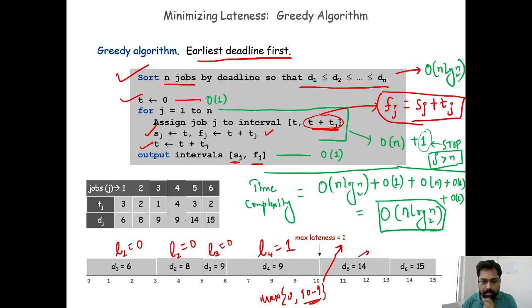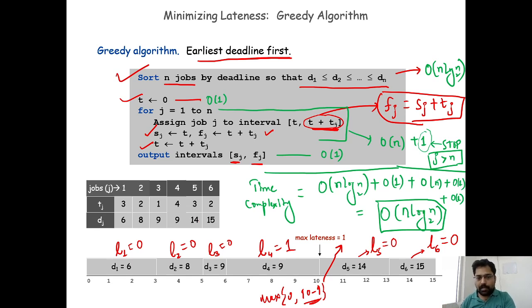In this case d5 is 14. Next d6 will be selected. First with d5 we have to add the processing time t_j. Previously it was 10, and 10 plus 3 is 13. So now the finishing time is less than d5, so no lateness. L5 is 0. L6 is also 0 because the finishing time of that job is equivalent to the deadline. If it is equivalent or less, definitely we say the lateness is 0. Otherwise the lateness could be some positive number.